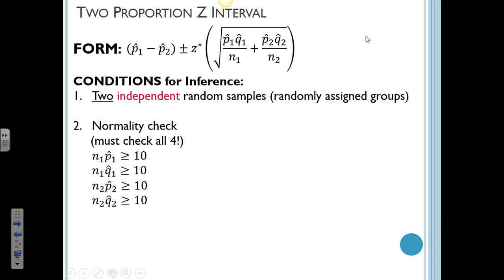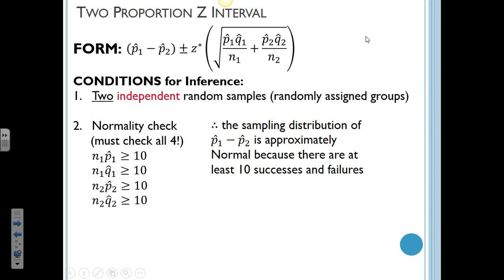Normality check, you've got to check all 4 of these. n1 p hat 1 greater than 10. n1 q hat 1 greater than 10. n2 p hat 2 greater than 10. n2 q hat 2 greater than 10. So you must see that all of those successes and failures are above 10, with the statement.